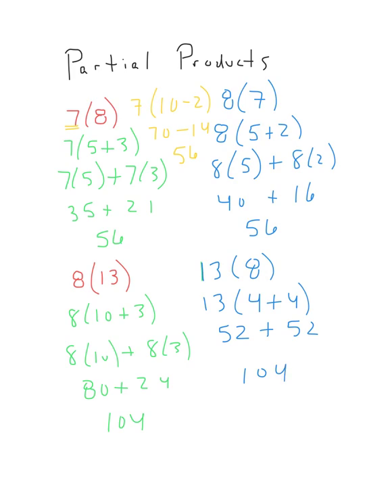Or you could have done this. You could have said, well, I have 13. I know 8 is 10 minus 2, so I have 130. Lose 26, and again I get that 104.